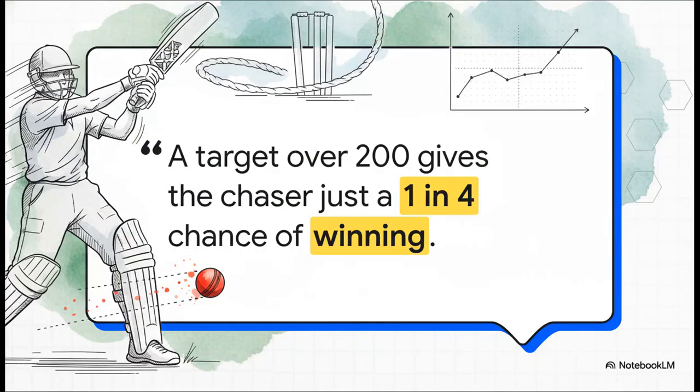And because we know it's fair, it can give us some real strategic insights. For example, the simulations discovered that once a target gets over 200 runs, the chasing team's chance of winning just plummets to about 25%, or 1 in 4. This is the kind of concrete, actionable knowledge you can only get by simulating at this massive scale.